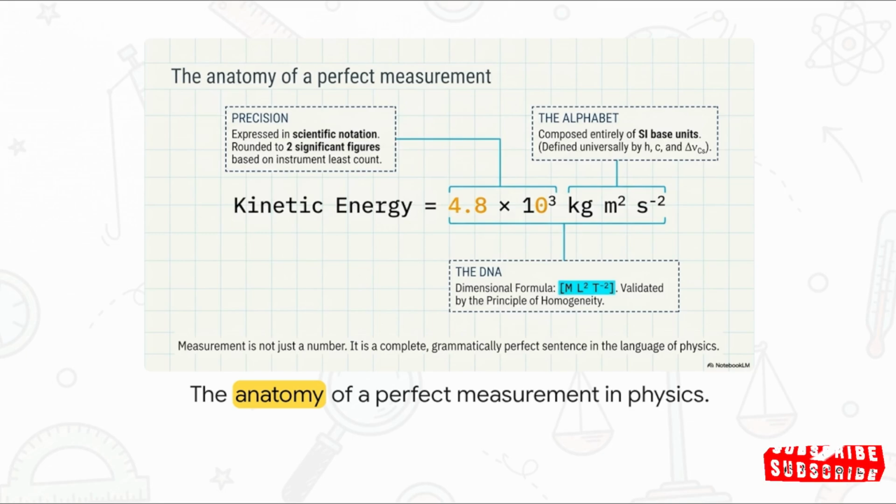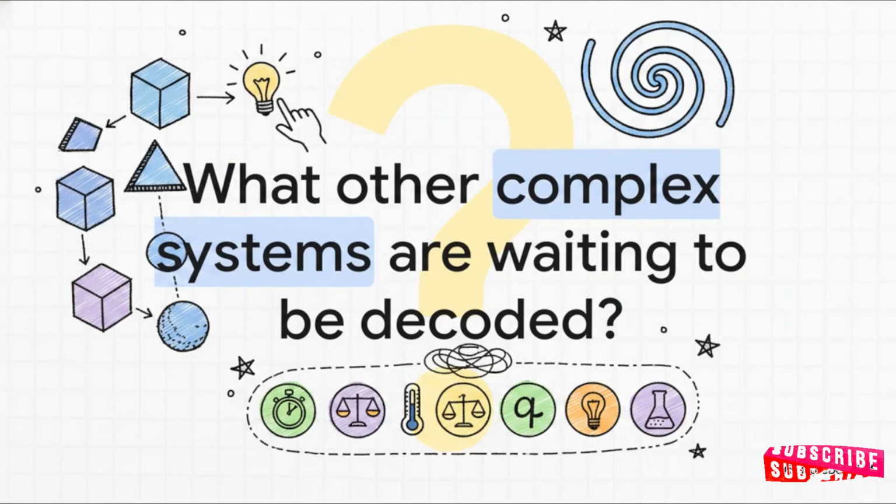When you combine all of these things, a measurement is no longer just a naked number. It becomes a complete, grammatically perfect sentence in the language of physics. By looking at physics through this kind of lens, hopefully it feels a little less like an impossible math test and a lot more like a logical, structured language that you are entirely capable of speaking. So, I'm going to leave you with this final thought. If our entire infinite physical universe translates into just 7 fundamental pillars, what other complex, intimidating systems in your life are just waiting to be decoded?